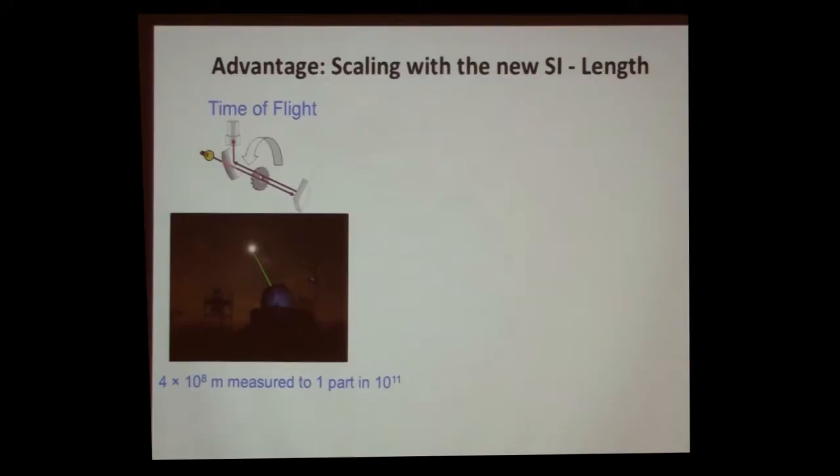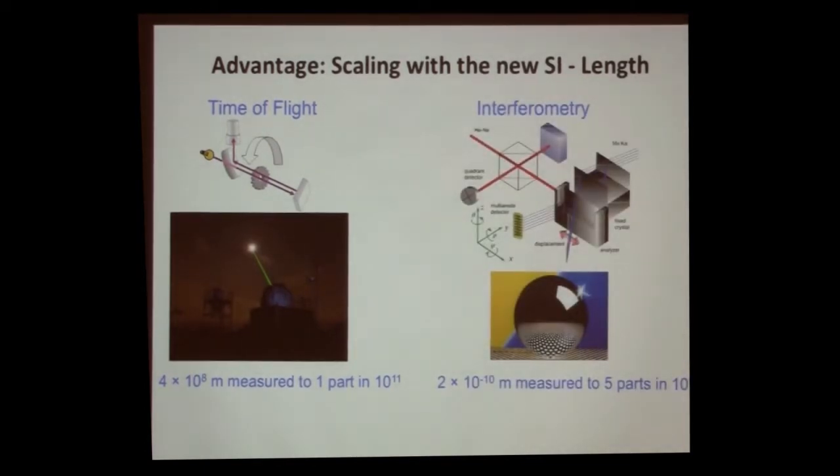Another advantage is that in the SI you can inherently scale orders of magnitude without any added uncertainty by using different technologies and different equations into which that same constant plugs. So, with time of flight, you can measure distances on the order of 500 million meters to a part in 10 to the 11th, lunar ranging. It's a time of flight measurement, just like the old definition. You can also use the wave-like nature of light and do interferometry and measure a fifth of a nanometer to 5 parts in 10 to the ninth. This is optical interferometry along with X-ray crystal interferometry.